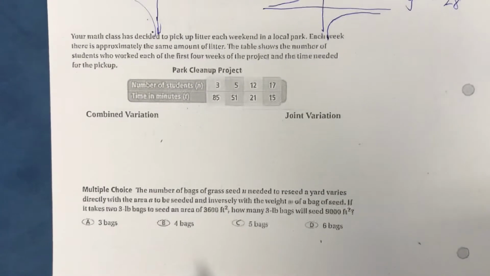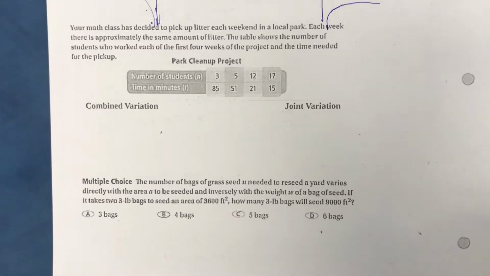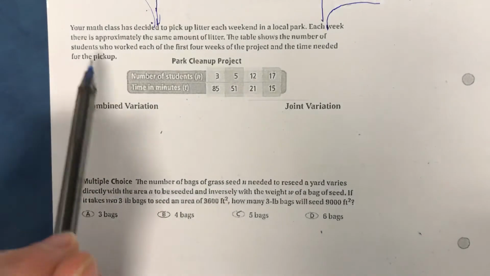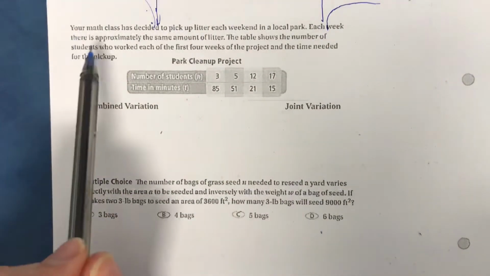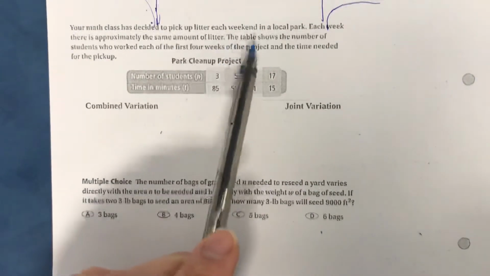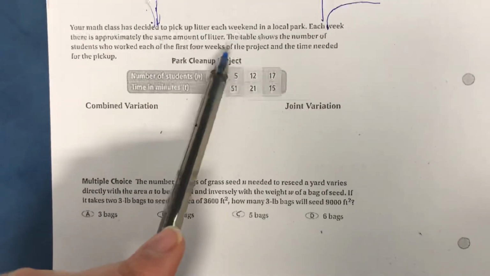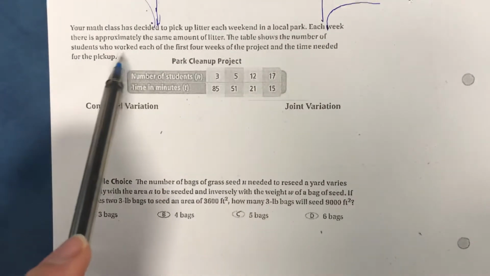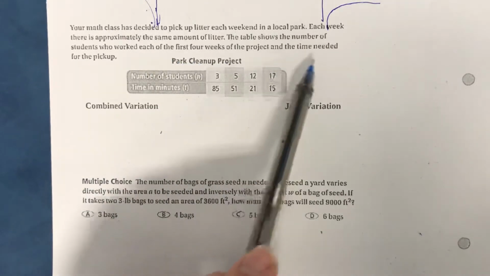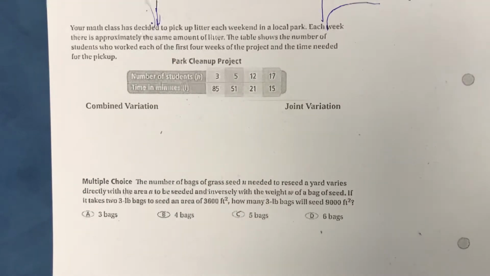Okay, last thing is just a combination of things. So let's first do the story problem. Your math class has decided to pick up litter each weekend in a local park. Each week there's approximately the same amount of litter. The table shows the number of students who worked each of the first 4 weeks of the project and the time needed for the pickup. So what we're going to do is find a function, and then I'll give you some random questions.